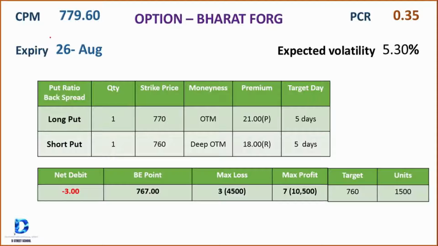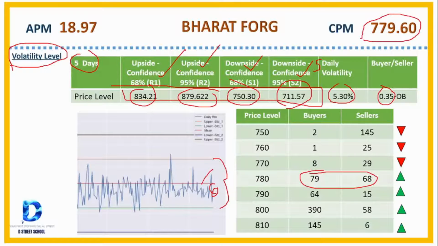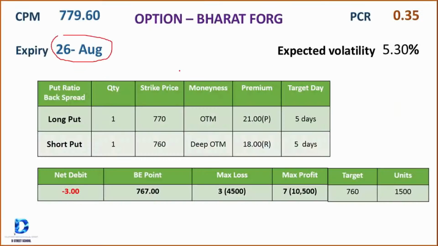The expiry date for Bharat Forge is 26th August, which means theoretically we have a lot of time to expiry, but our target date would be 5 days. As I said before, the PCR would be 0.35, which is in the overbought level. Our expected historical volatility for the next 5 days is 5.3%. So if you clearly see the levels, we can easily achieve our target. I will also tell you our target range and which strike price we can opt for. As I said before, I initiated the two-leg strategy.